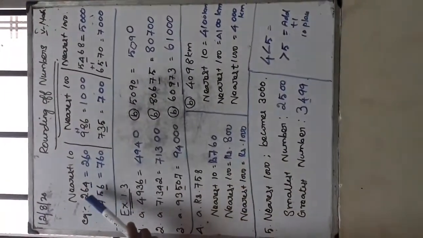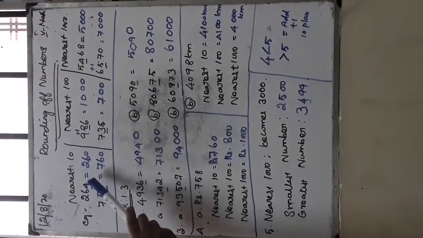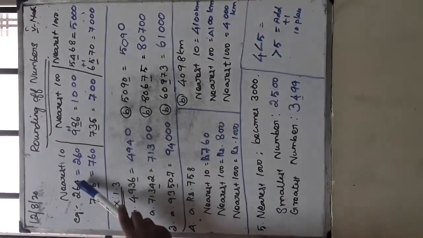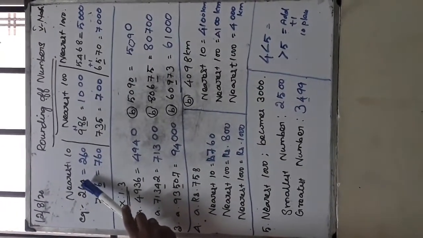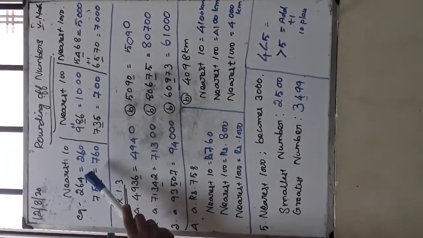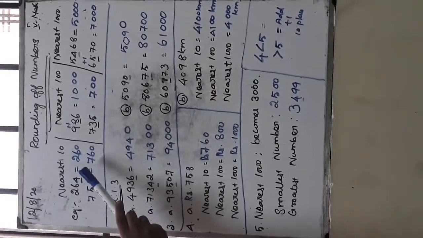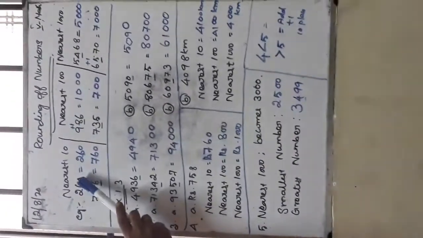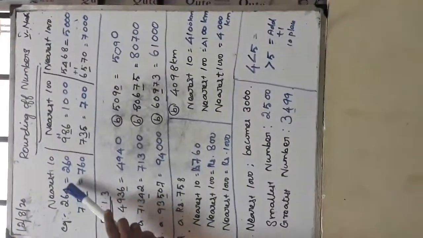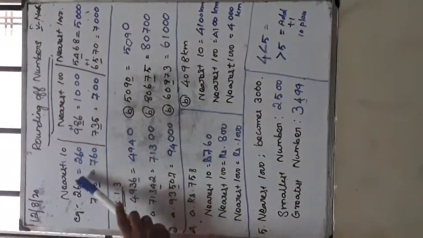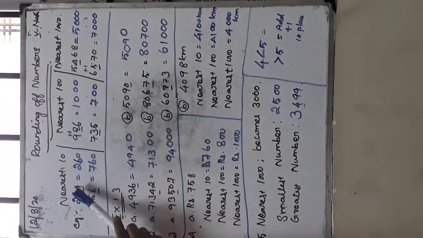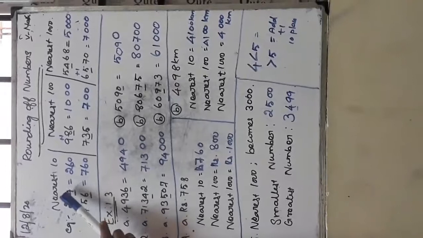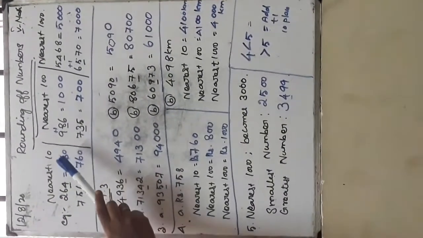First, nearest 10. The example is 264. First you have to see the ones place. The number in the ones place is 4. Is 4 greater than or less than 5? It is less than 5. So for nearest 10, you put 0 in the ones place, and when it is less than 5 you keep the same number. So 260.